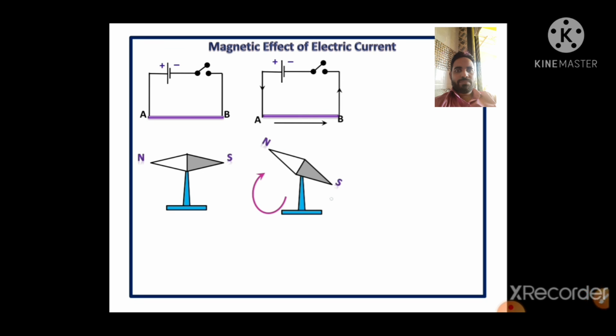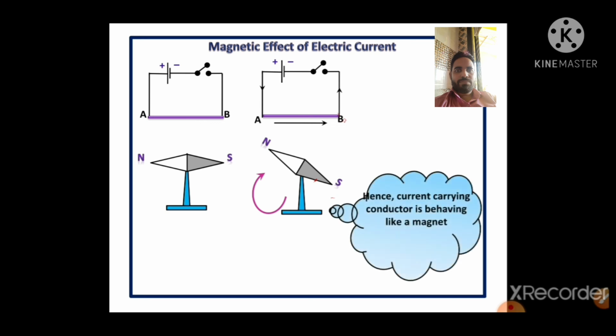This is itself a magnetic needle. But is there any other kind of magnet which is kept here? No, there is a wire. So here the wire behaves like a magnet and it attracts the other magnet which is kept near this wire. That means I can say this wire behaves like a magnet when an electric current passes through it. So hence a current carrying conductor is behaving like a magnet. From this we can conclude this.